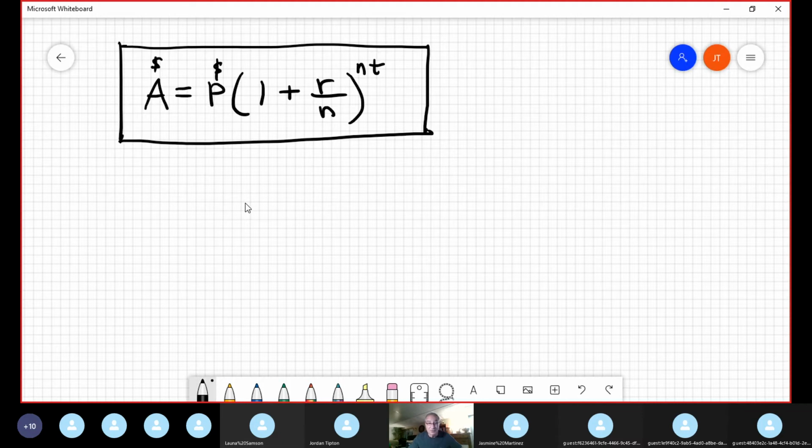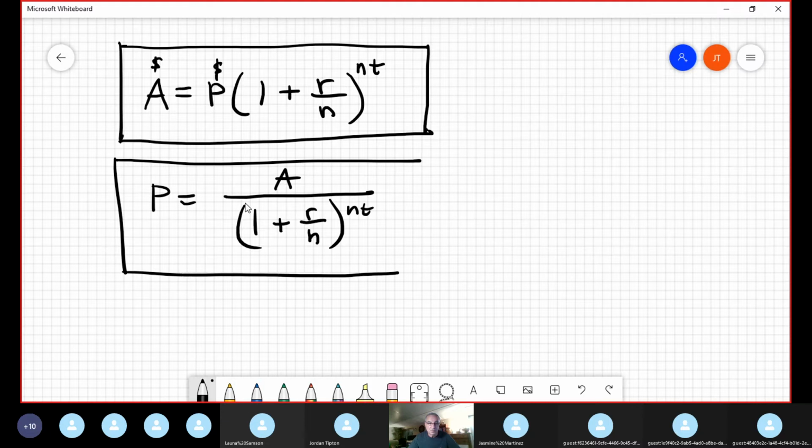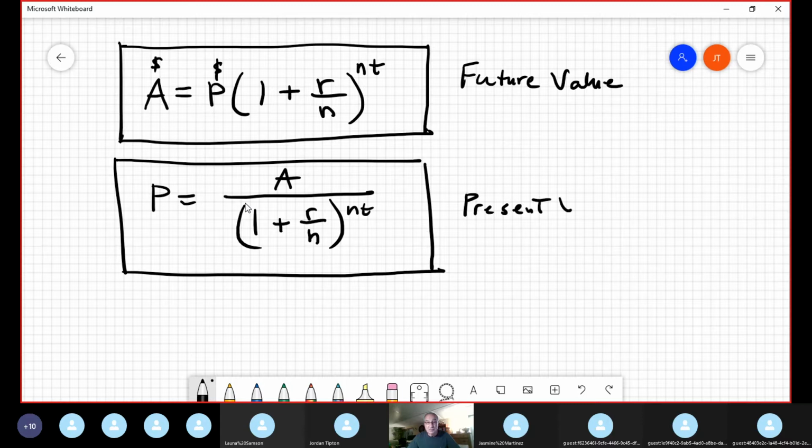Another formula gets derived from this. Suppose I am working backward. I want to find how much money I need now in order to reach a specific future value. It's easy because the only thing you should do is isolate P, the present value, as a function of the future value: a division by (1 plus R over N) raised to the NT. This is the future value formula, and this formula is the present value formula, for when you need to find the present value, depending on the problem.